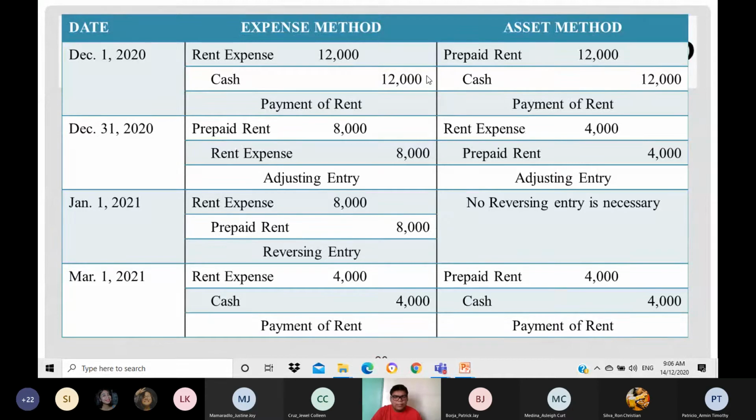And then, for December 31, you still have prepaid rent worth 8,000, for January and February. Debit that to prepaid rent and credit rent expense worth 8,000, again for the 2 remaining months of rent. So, this is an adjusting entry.